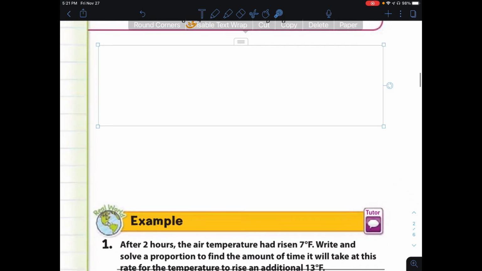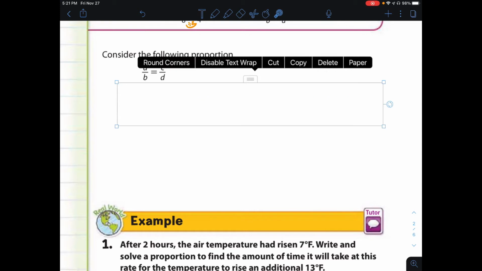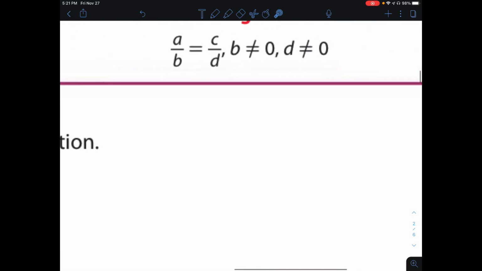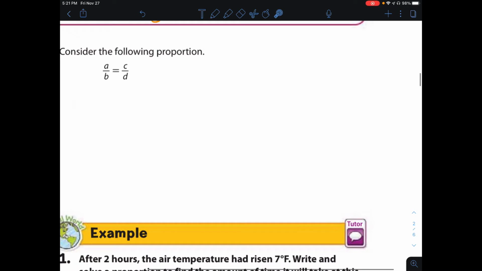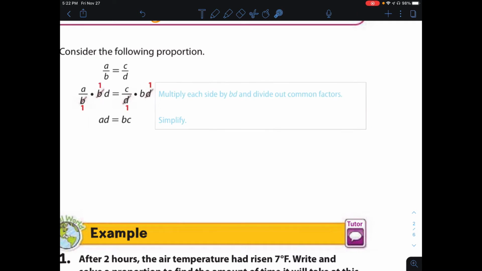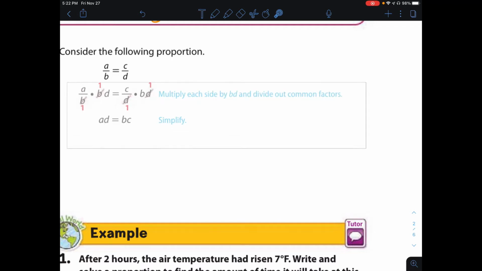Let's consider the following. So you have A over B equals C over D. We know that forms a proportion because of our definition here. So that forms a proportion. Let's take a look at a little math here, and let's see how this works. So if you notice, let's just take this down.